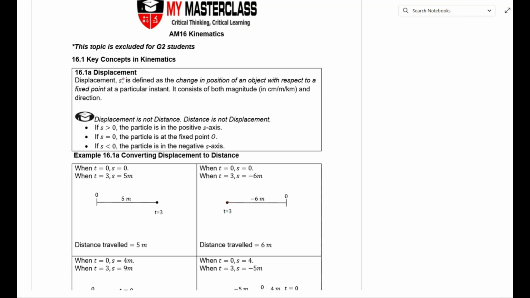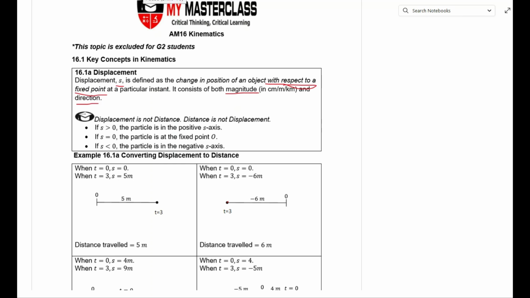Firstly, displacement. Displacement is represented by the letter S and is defined as the change in position of an object with respect to a fixed point at a particular instant. It consists of both magnitude and direction.